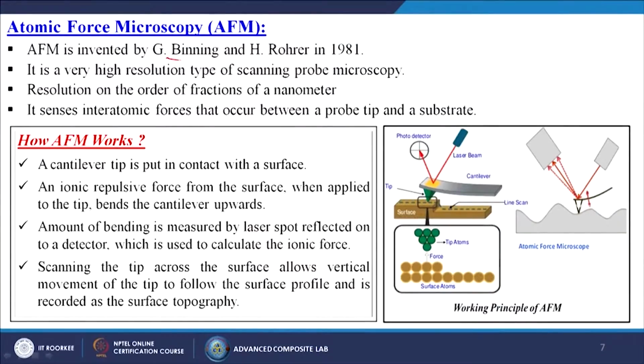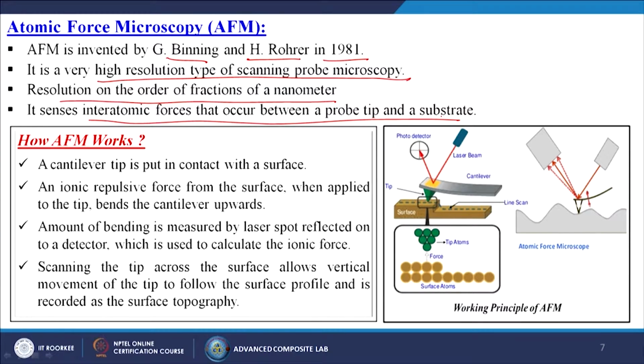Next is atomic force microscopy, or in short AFM. AFM was invented by G. Binnig and H. Rohrer in the year 1981. It is a very high resolution type of scanning probe microscopy, with resolution on the order of fractions of a nanometer. It senses interatomic forces that occur between a probe tip and a substrate.